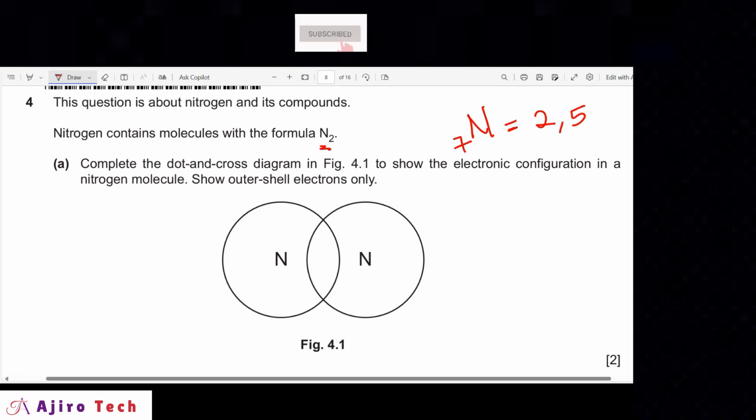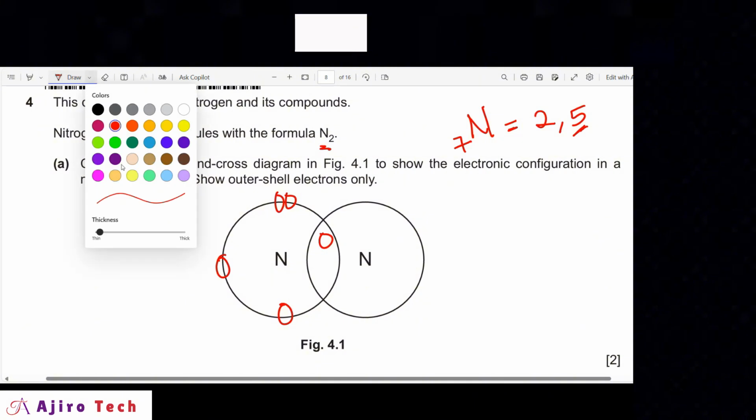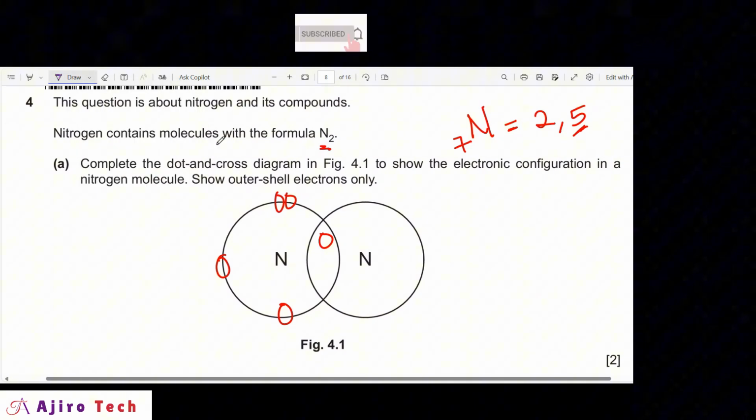So let's play around with this first. We should have 5 valence electrons. I'm going to use 5 electrons, so let's distribute them and see what's going to happen. 1 here, 2 here, 3 here, 4 here, and 5. Let me use a different marker to show you something. That's for the first nitrogen. Let's do it for the second nitrogen with a different one. We have 1, 2, 3, 4, and 5. Now, this is what your basic knowledge would simply ask you to do.